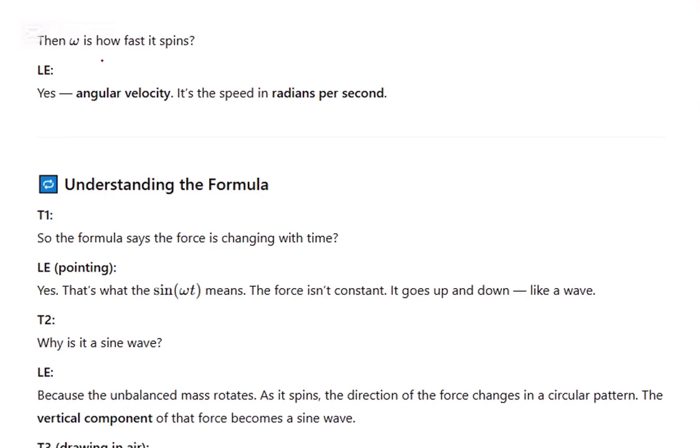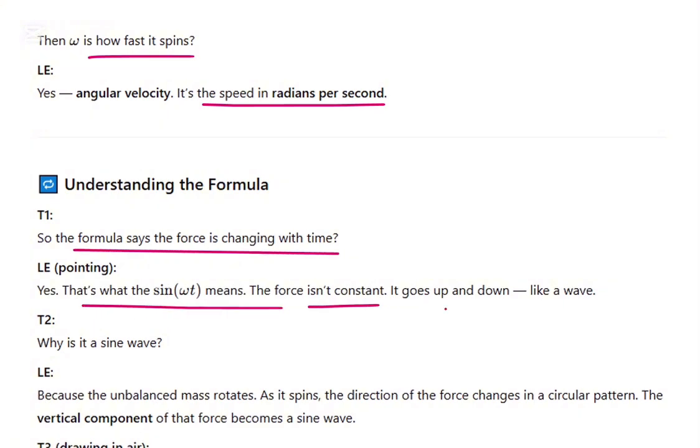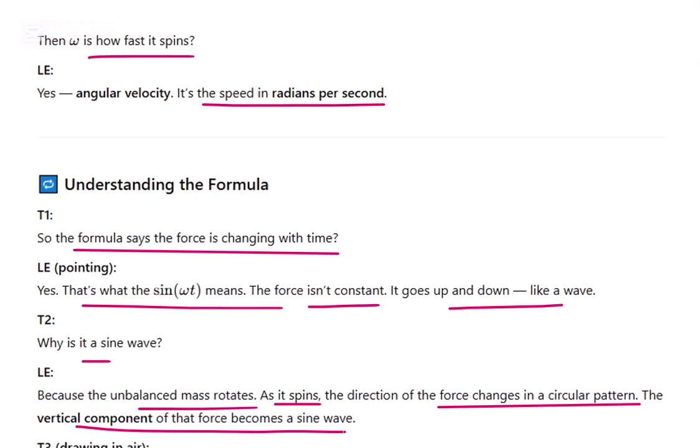Omega is how fast it spins. Angular velocity is the speed in radians per second. So the formula says the force is changing with time. That's what sine omega t means. The force is not constant, it goes up and down like a wave. Why is it a sine wave? Because the unbalanced mass rotates, the direction of force changes in a circular pattern. The vertical component of the force becomes a sine wave.